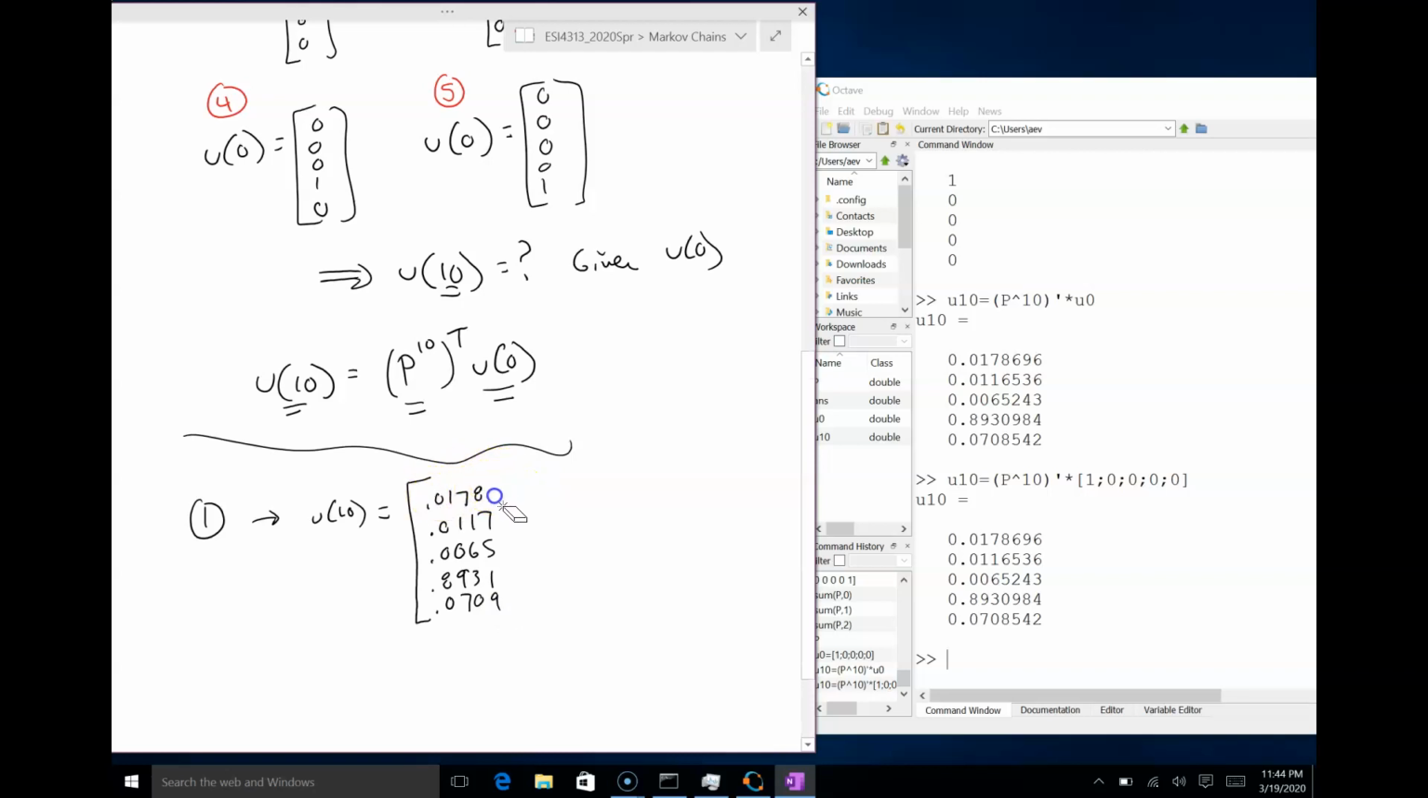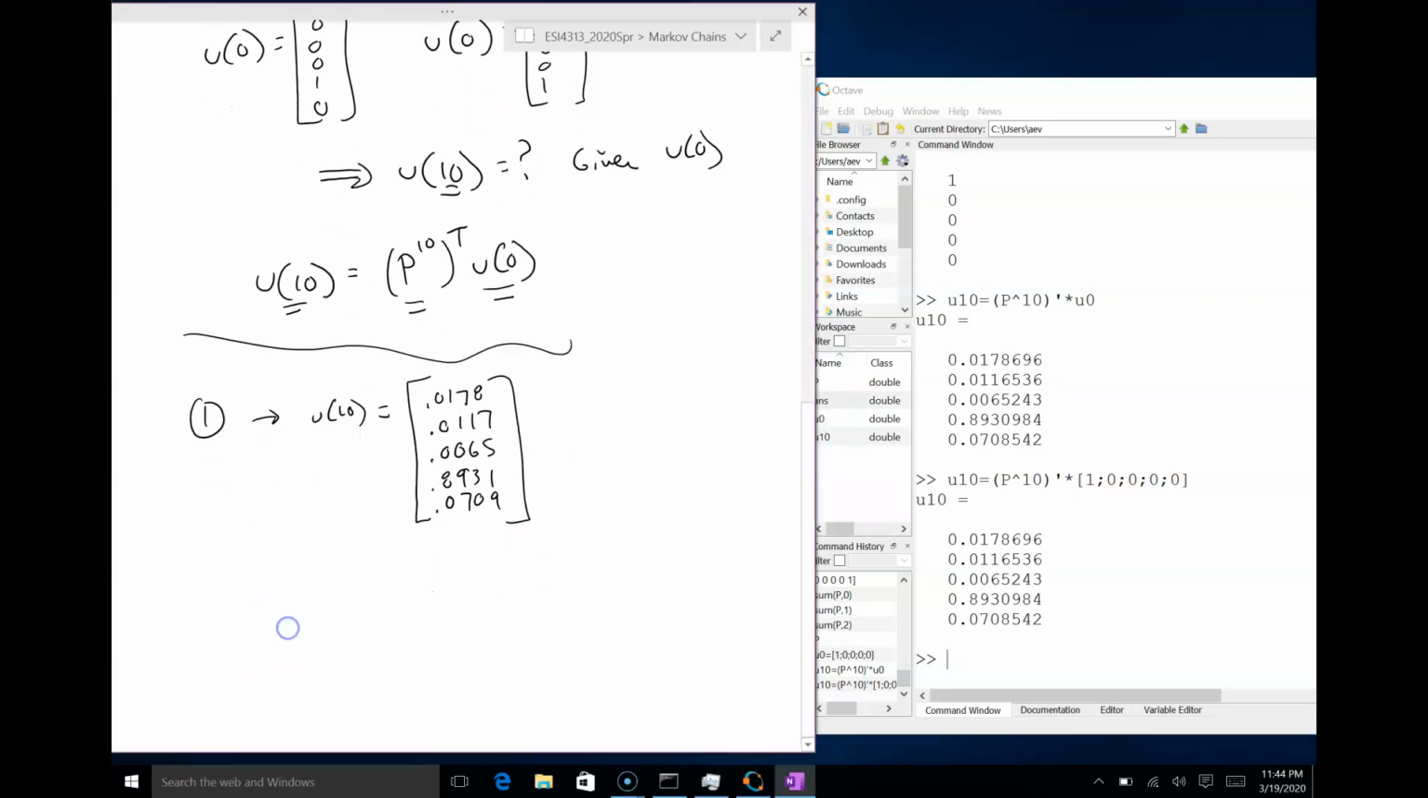One, two, three, four. All of them got rounded up somehow. Oh, 5, 3, 5. 1, 2, 3, 4. Okay, so this is what happens if we start in state 1.